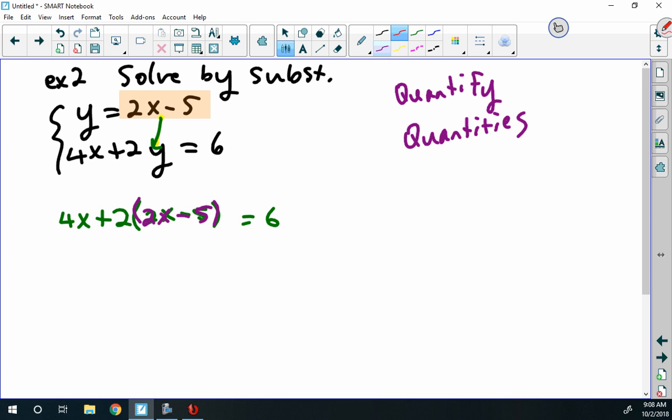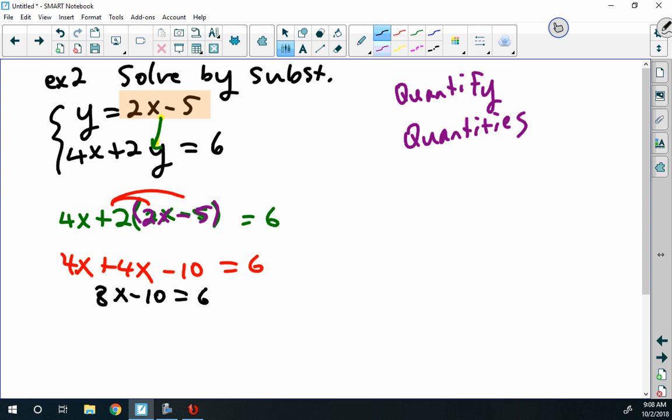Okay. So the 4x is still 4x. We distribute, and we're going to get another 4x minus 10, and that's all equal to 6. 4x plus 4x, that's going to give me how much? 8x. So I'm going to get 8x minus 10 is 6. So I'll go ahead and add the 10. So I'll have 8x is 16. So I'll divide by 8. So x equals 2. So my answer is going to be 2 something.